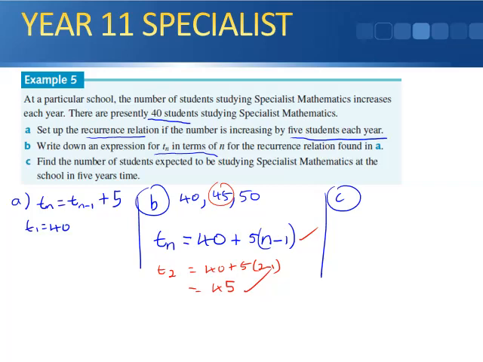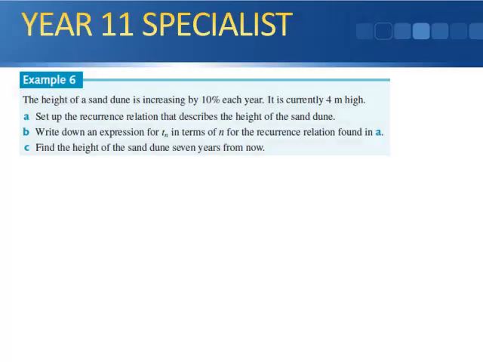C. Find the number of students expected to be studying specialist maths at the school in 5 years' time. So we know the rule and we want t of 5. So we got 40 plus 5 times 5 take away 1, which is going to be 40 plus 5 times 4. 4 times 5 is 20, so 40 plus 20. 60 students will be studying it in 5 years' time. Again, I'm not going to write it in words, but you guys should.